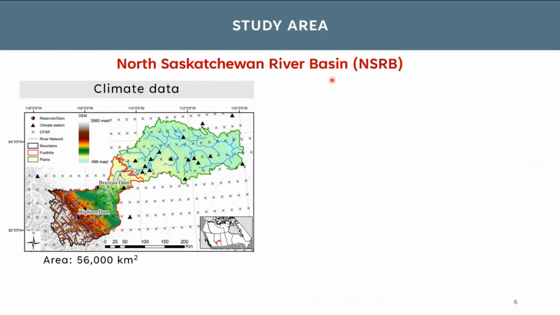So our study area is the North Saskatchewan River Basin, where the streamflow is partially controlled by two dams, that is Big Horn Dam and Brazeau Dam. The elevation varies from more than 3,000 meters in the mountains to around 500 meters in the plains. For climate data, we use time series from stations, that is the triangles, and also we use gridded climate datasets, that is the X basically here in the map.